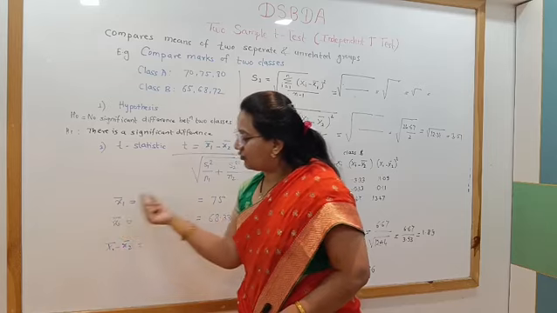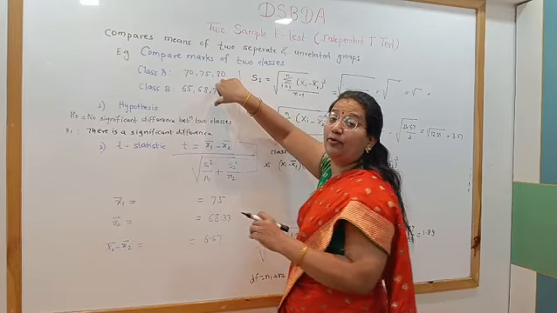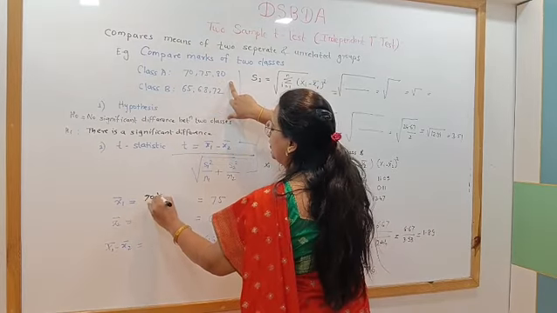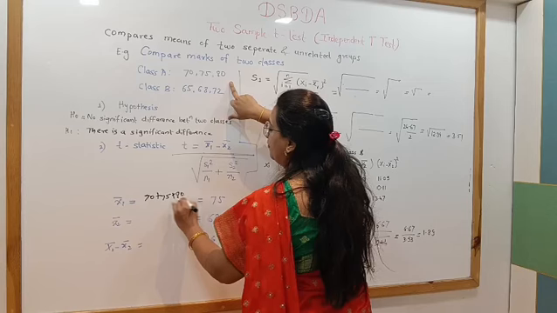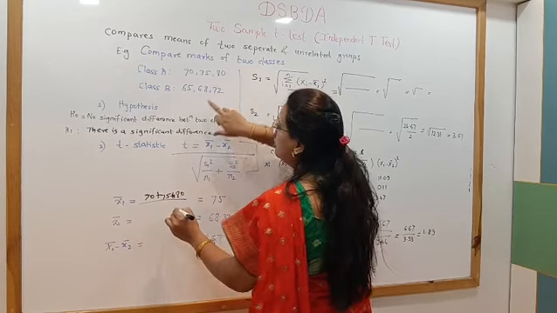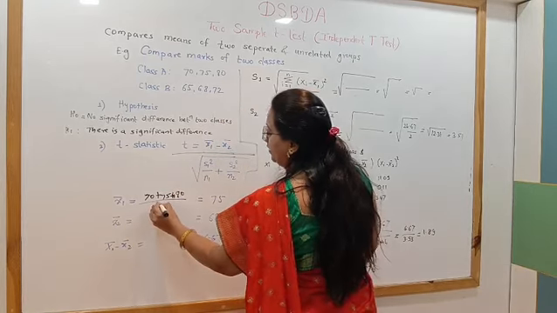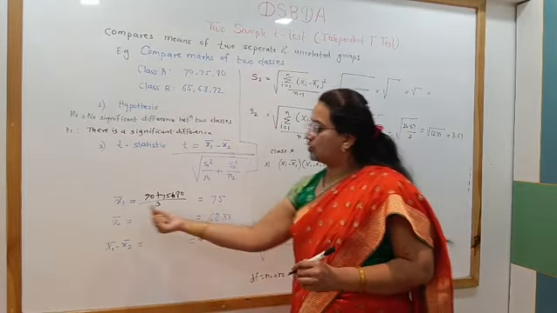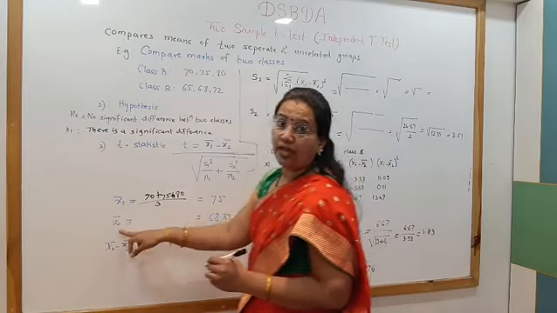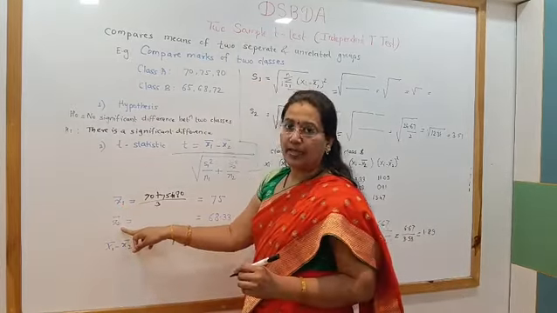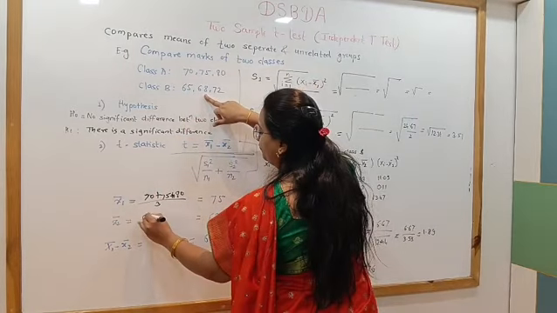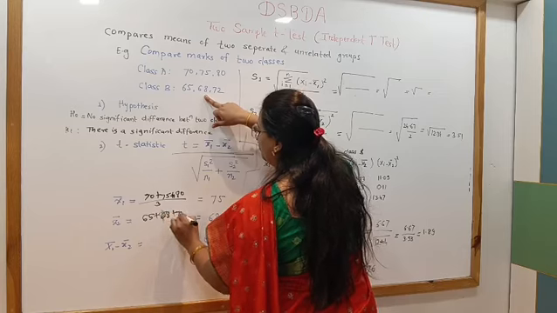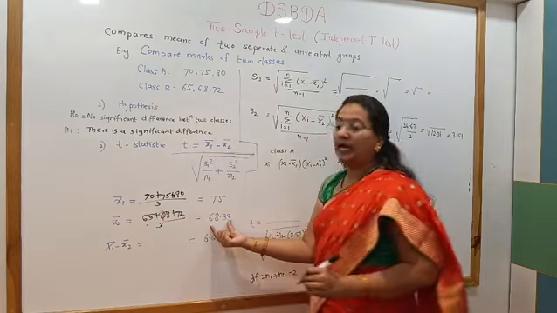Now we calculate x1 bar. So we calculate the mean, that is average of these 3 marks. So it is 70 plus 75 plus 80 divided by total samples, that is 3. Total 3 marks are there. So its answer is 75. So x1 bar is 75. Same we calculate x2 bar. This is for class B. So it is 65 plus 68 plus 72 divided by 3. So it is 68.33.